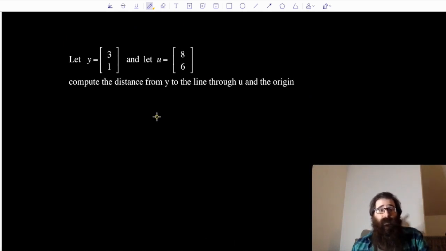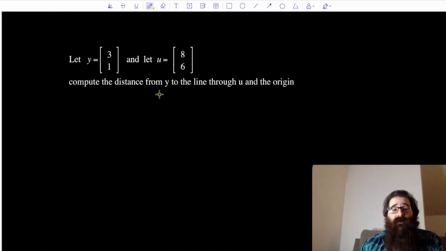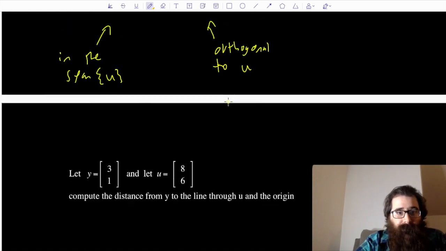Let's take a look at another example. Here, let y be equal to the vector 3, 1. Let u be the vector 8, 6. I want to compute the distance from vector y to the line through u and the origin. There's going to be some parts to this, but let's start by trying to identify what it is we're looking for, visually, geometrically. I want to find the distance from the vector y to the line through u and the origin.